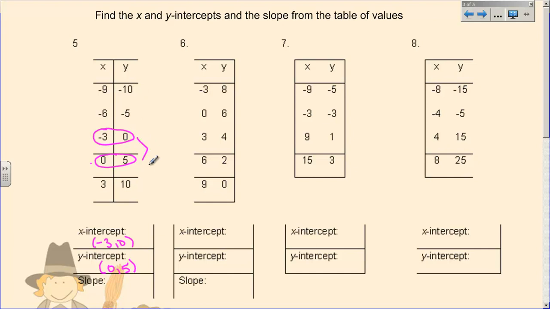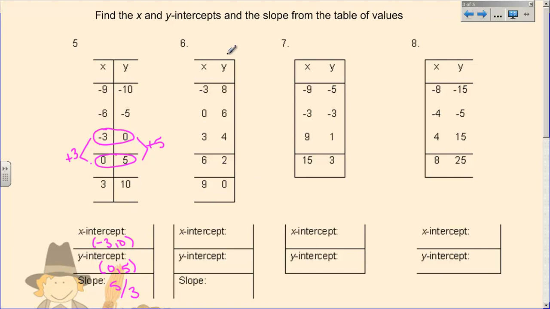So my change from here to here is plus 5. And my change from here to here is plus 3. That makes my slope 5 over 3. So for every change of 5 on the y-axis, I change by 3 on the x-axis. And so there's my slope.